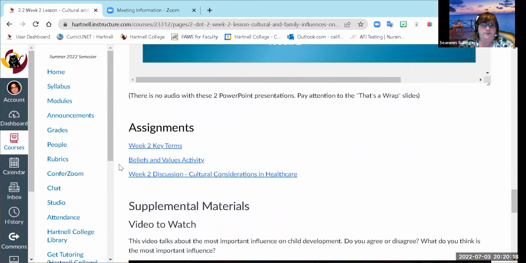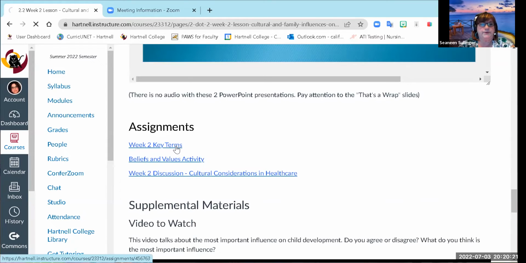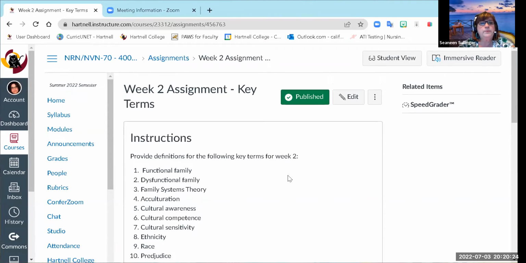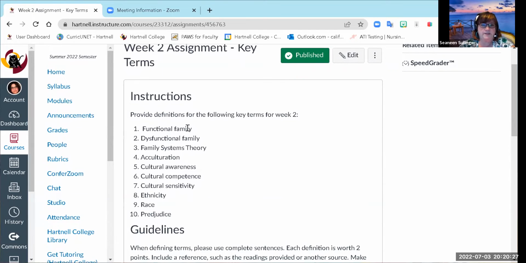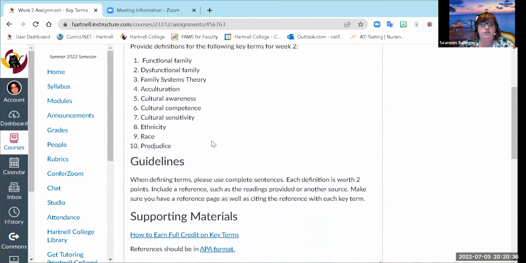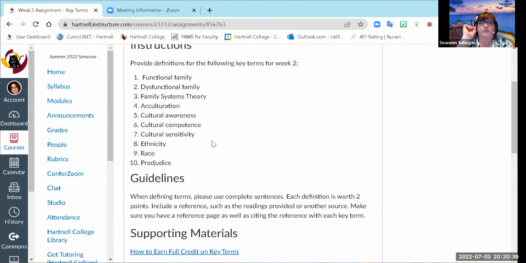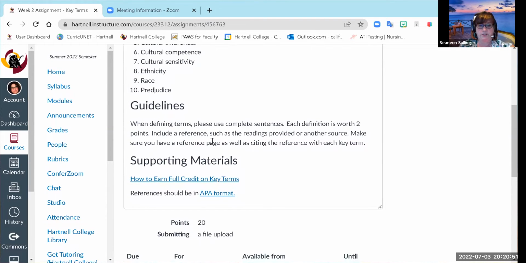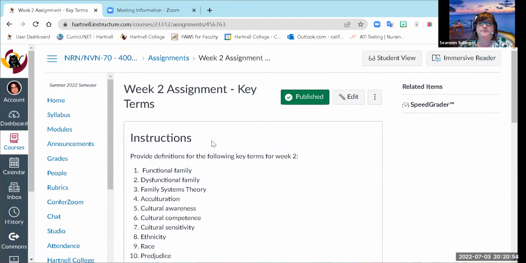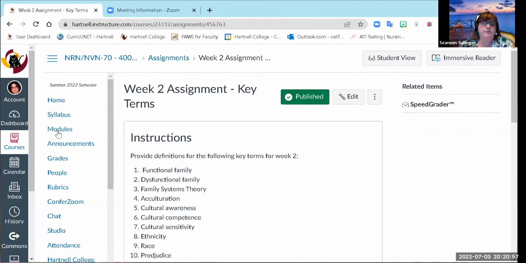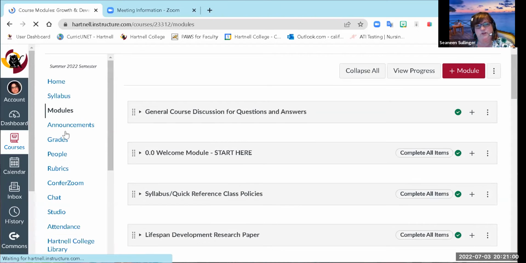And then you have your assignments. So let's look through the key terms. Remember that for the key terms, you can find the definitions in the lesson. You can also look them up online, but you want to make sure that those resources are credible sources. Make sure that you either cite with the definition and then provide a reference at the bottom, or I have been letting students just put the reference after each definition. I just need to know from where you've gotten your definition, and that is worth 20 points.